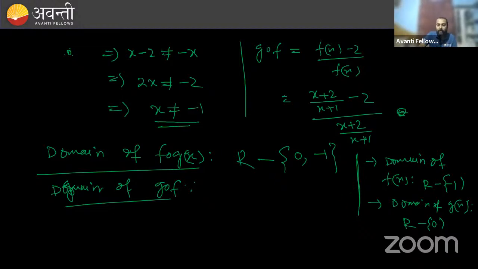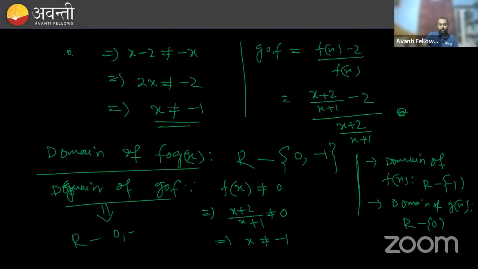That means here we'll take f of x is not equal to 0. So f of x is not equal to 0. That means my function here, if we'll calculate x plus 2 divided by x plus 1 is not equal to 0. That is x is not equal to minus 1. So domain क्या हो जाएगा ना? Domain will be r minus 0 minus 1. ठीक है?